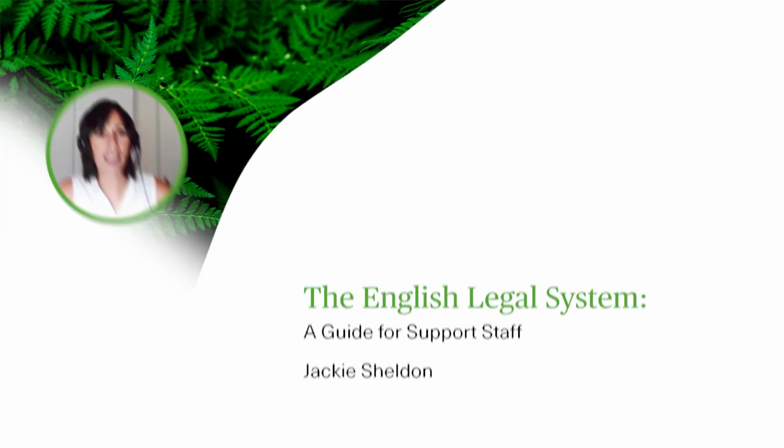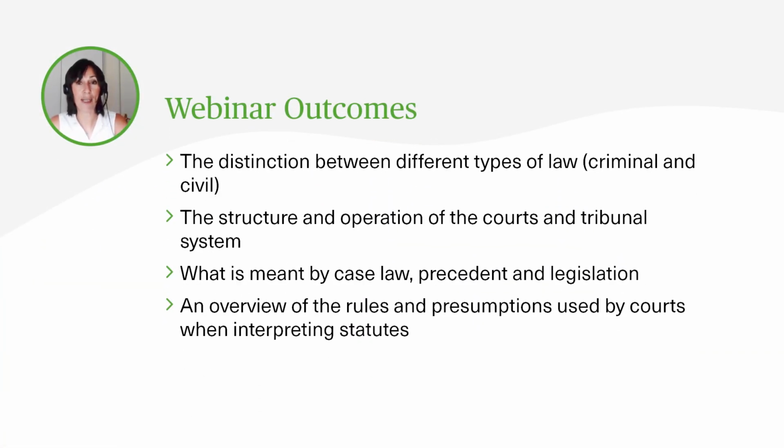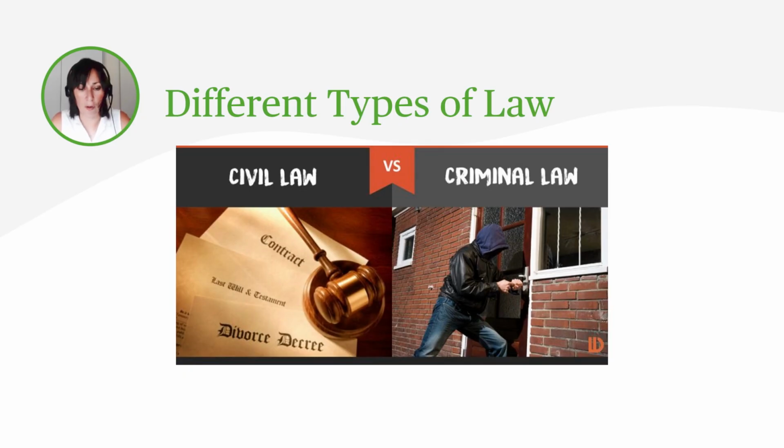Now, the first thing we're going to think about is understanding the distinction between different types of law. Depending on which department you're assisting in, you might be in the criminal departments or you might be in the civil departments. We'll then think about the structure and operation of the courts and the tribunal system. And then we'll make sure we go through the difference between case law, precedent and legislation. And then we'll finish up thinking about an overview of the rules and presumptions used by the courts when they are actually interpreting statutes.